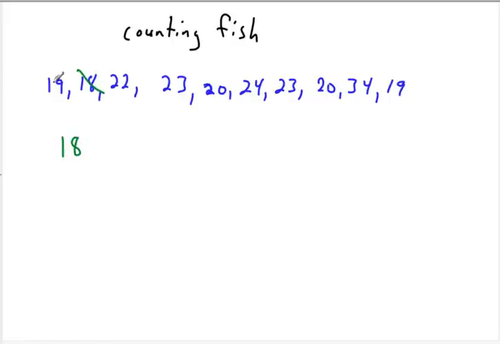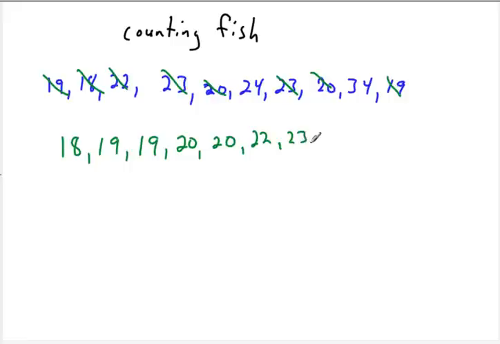Then I have a 19. I think I had two of those. So I'm going to write 19, 19. I see a 20. I see another 20. So 20, 20. Then I see a 22. Two 23s. A 24. And a 34.